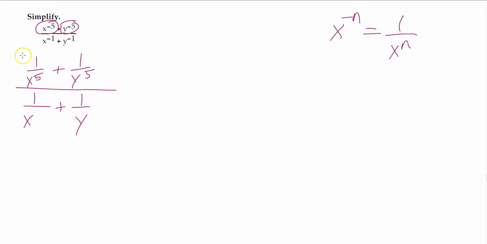So I multiply the first term on the top by x to the 5th, y to the 5th, the second term on the top by x to the 5th, y to the 5th, the first term on the bottom by x to the 5th, y to the 5th, and the second term on the bottom by x to the 5th, y to the 5th. This will allow me to reduce all the little mini fractions.